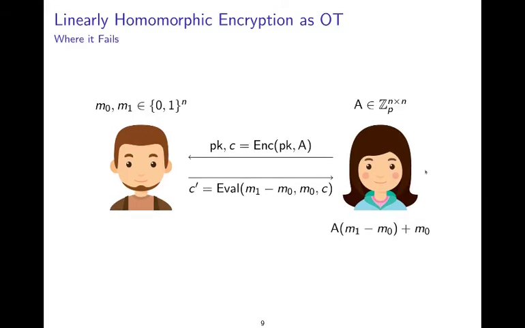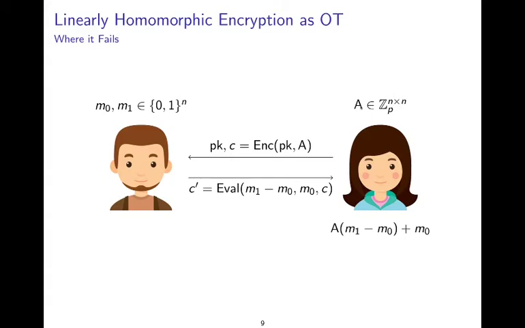The main problem with this setup, however, is that if the receiver wants to cheat, she can simply encrypt an arbitrary matrix A and send it to the sender. If the sender then goes ahead and does the same thing as before, multiplying by m1 minus m0 and adding m0, the receiver can learn the result of this function, which she is not supposed to learn. This already sounds a lot like the problem I've outlined earlier. An adversary can multiply by an arbitrary matrix instead of just a scalar.